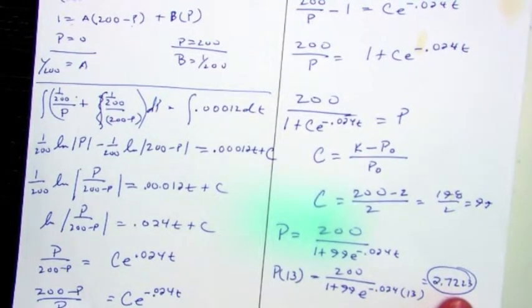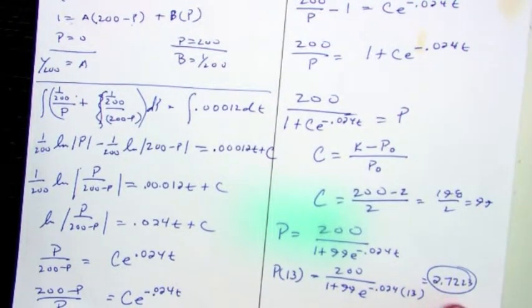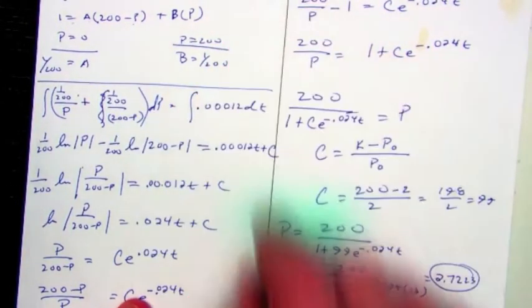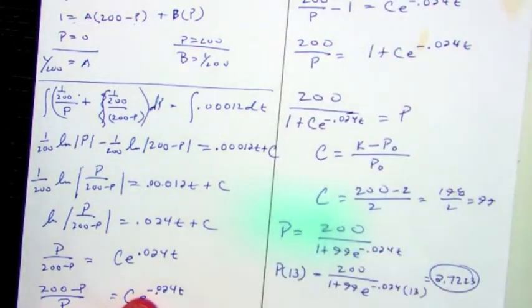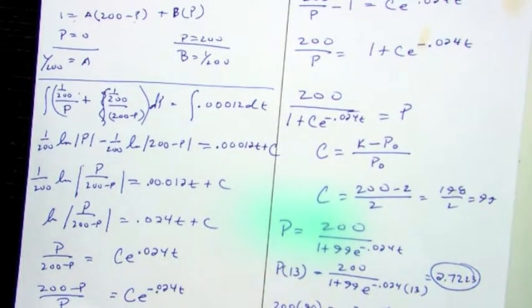The other one is when. Part C says, when will the market be considered saturated, when 90% of the households have a DVD player? What year does this occur? Well, saturation would mean you have 200 times 90%. We're going to set that equal to our function, 200 over 1 plus 99 e to the negative 0.024t. Okay, and I did that.